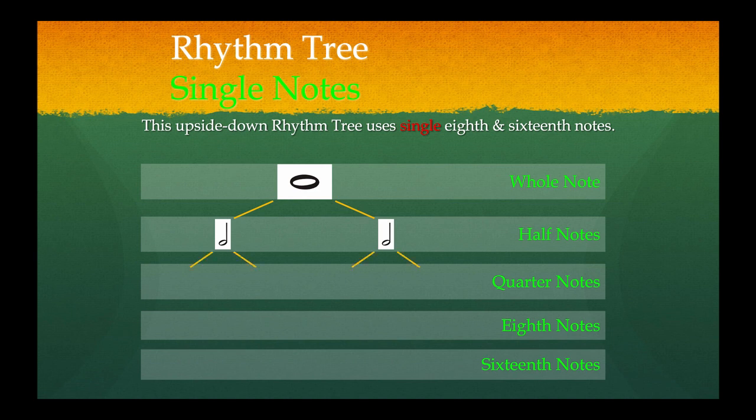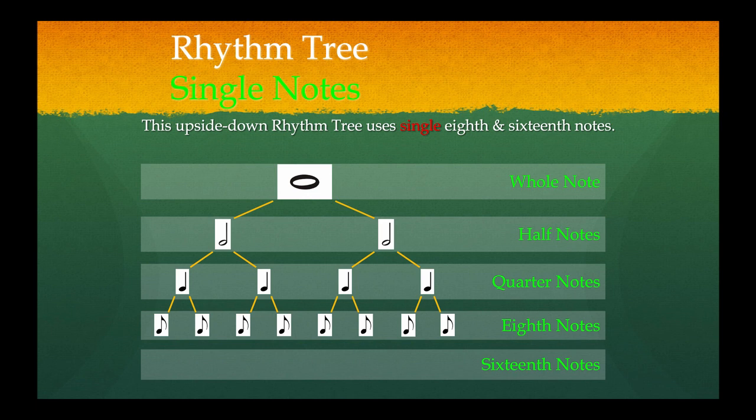Each half note can then be subdivided into 2 quarter notes. So it takes 2 quarter notes to equal 1 half note, 2 halves to equal a whole, or 4 quarter notes to fit into 1 whole note. Each quarter note can then be subdivided into 2 eighth notes. So it takes 2 eighth notes to make 1 quarter, 2 quarters to make a half, 2 halves to make a whole. We could subdivide 1 whole note into 8 eighth notes.